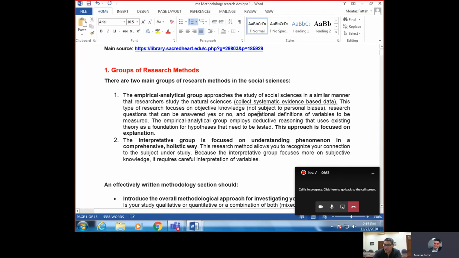You can come up with an operational definition of variables to be measured. The word operational here is like using indicators. Remember when we were talking about definitions, we said that you might want to have indicators to measure your concept. Okay, I want to measure political participation. How would I measure political participation? You need an operational definition.